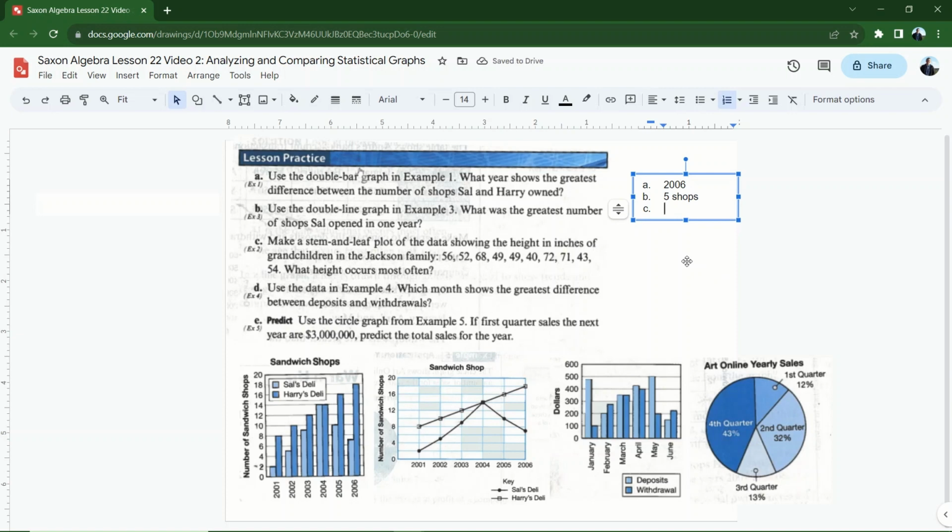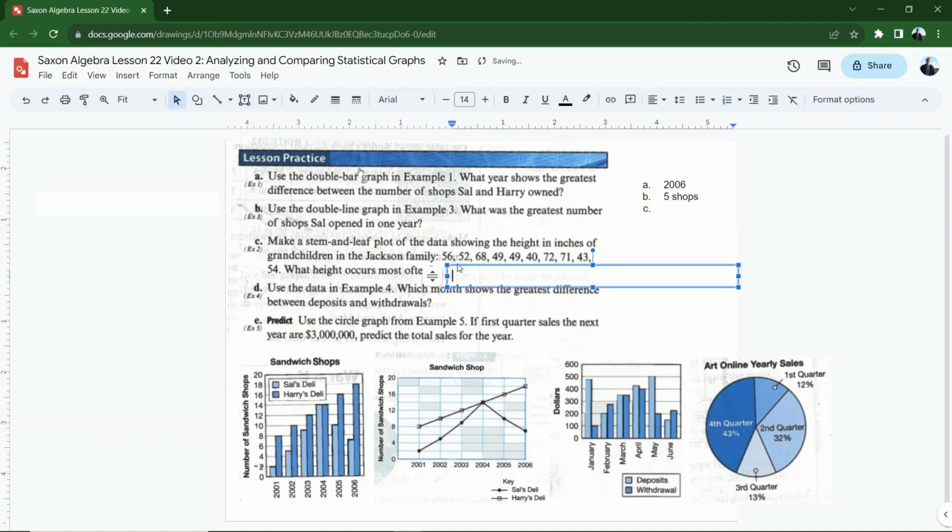Letter C. A stem and leaf plot. Make a stem and leaf plot of the data showing the height in inches of grandchildren in the Jackson family. What I'm going to suggest for this is to start by rewriting the data in order from smallest to greatest. It's going to make your life easier. So I see 43, and then the next smallest number is 49, and I have 2 49s. Oh, I forgot a 40. I see a 40, so I'm going to add my 40 at the beginning. So I've got 40, 43, 49, 49 taken care of. All of my 40s are done.